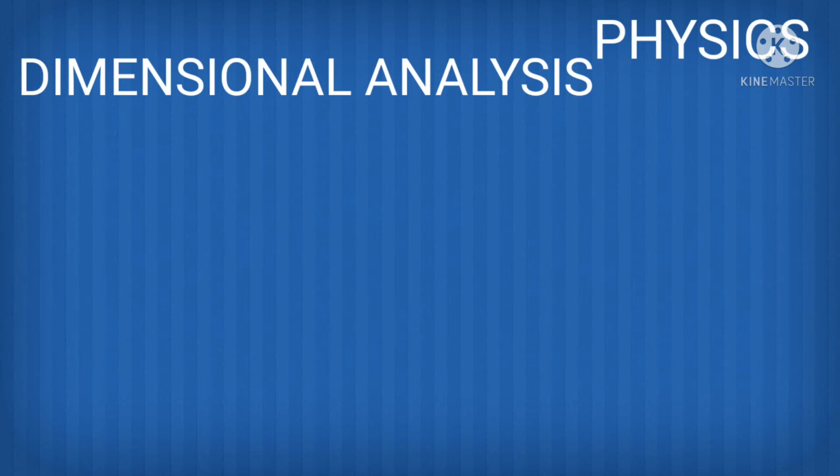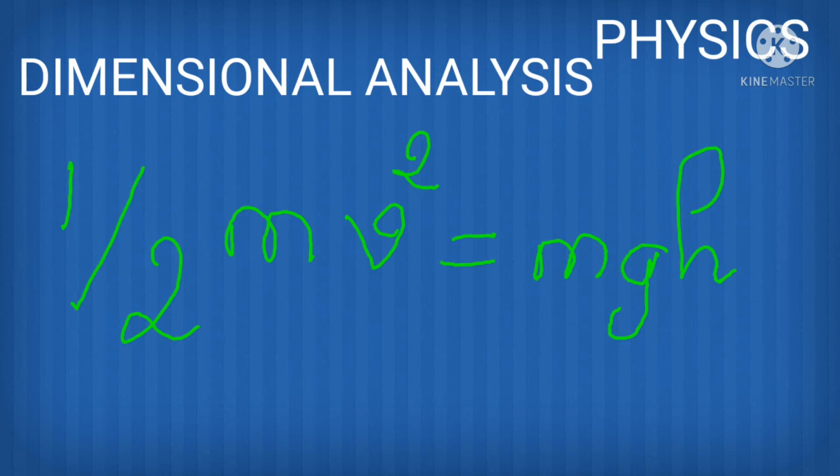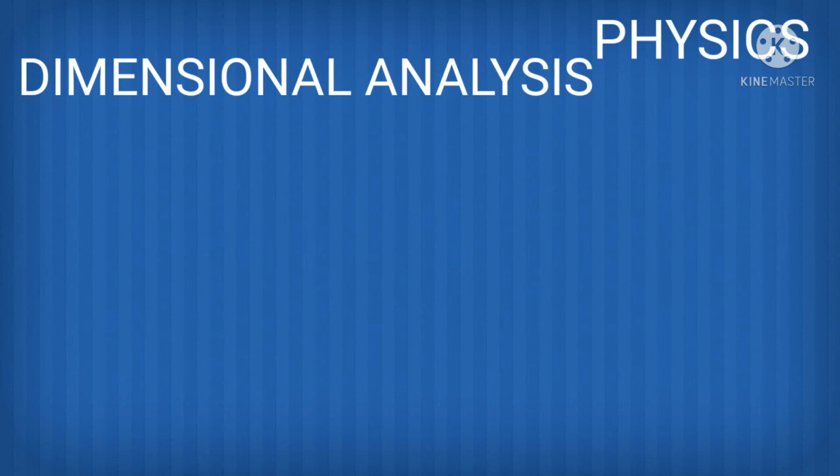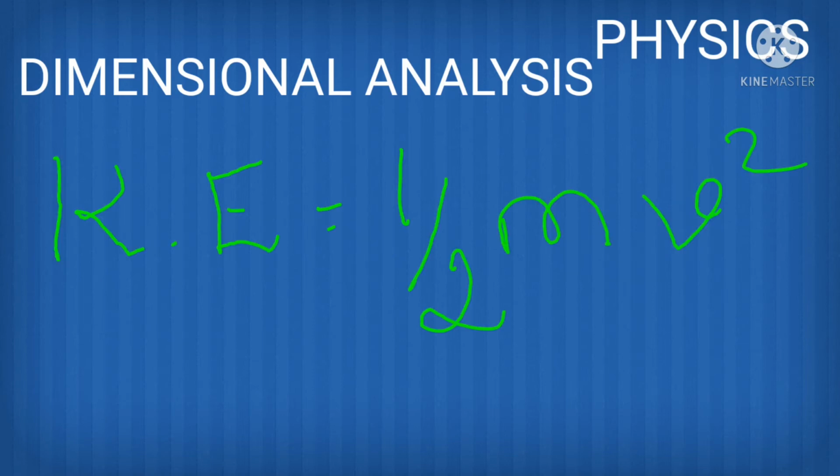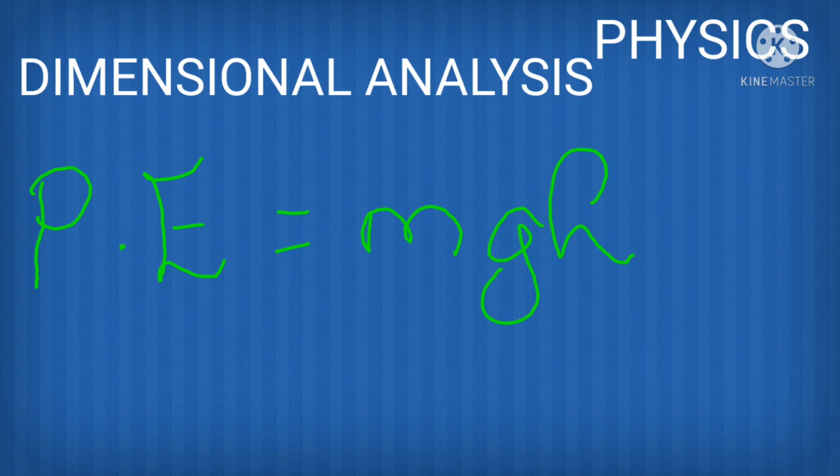Now we can see an example for this. Example 1.14 in your textbook. Check the correctness of the given equation half mv square equal to mgh using dimensional analysis method. You know what is half mv square? Kinetic energy, is it not? Half mv square is the expression for kinetic energy and mgh is the expression for potential energy.